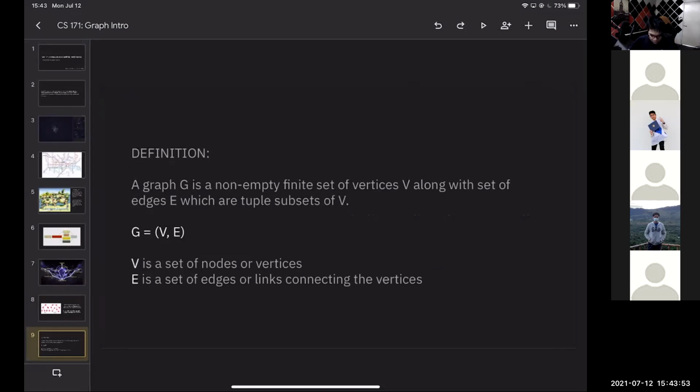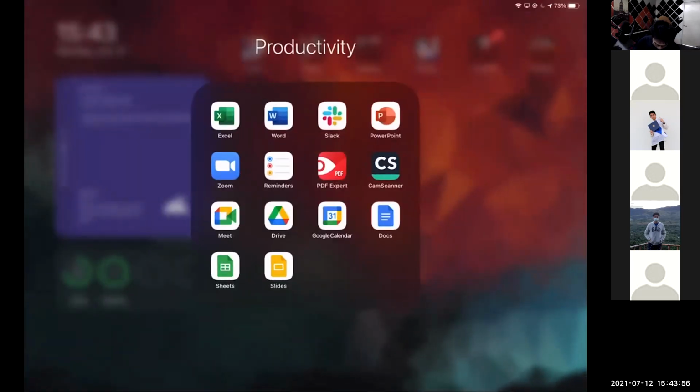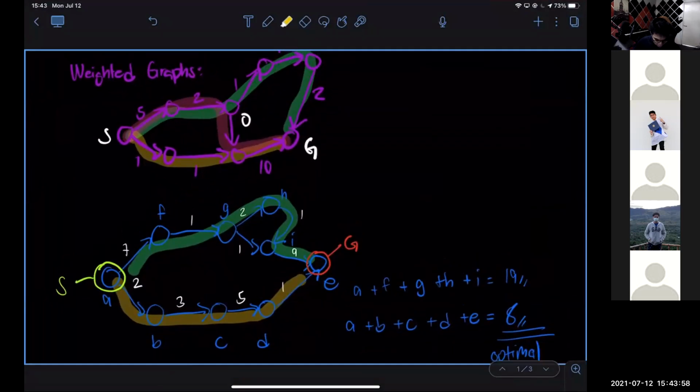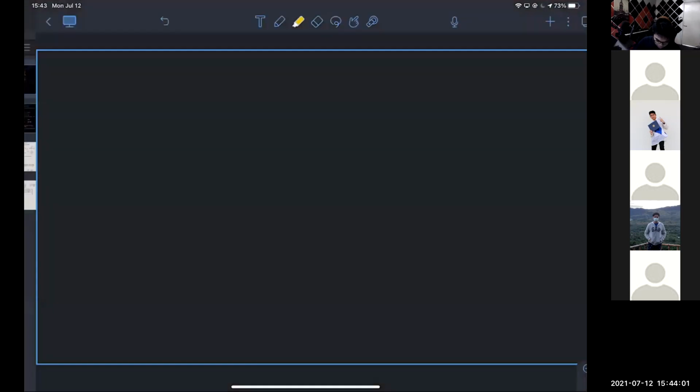So let's get into a better definition of that. So let's start a new one because that was from earlier. Let me know if there are any questions, clarifications. Okay. So let's play with this here.